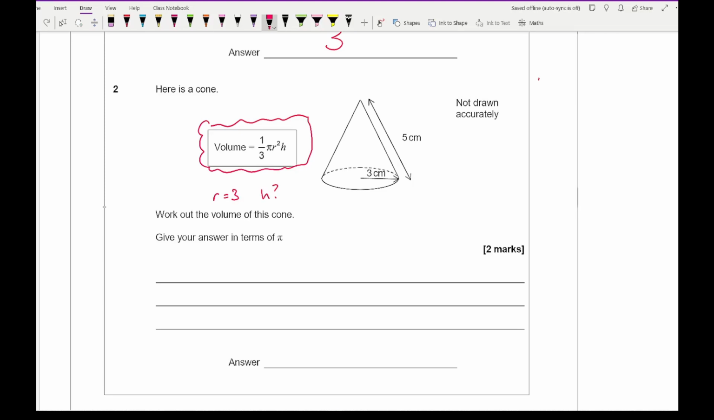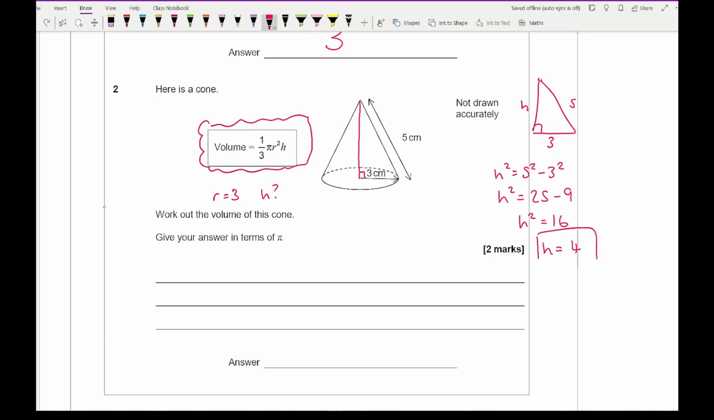So if I take this triangle out, let's just draw a triangle like so, and redraw it outside. This is 3, this is 5, and I'm going to call this h. So I can use Pythagoras to work this out. Now h is the smaller side, so it's going to be 5 squared minus 3 squared. So h squared equals 25 minus 9, so h squared equals 16. So h is going to equal 4.